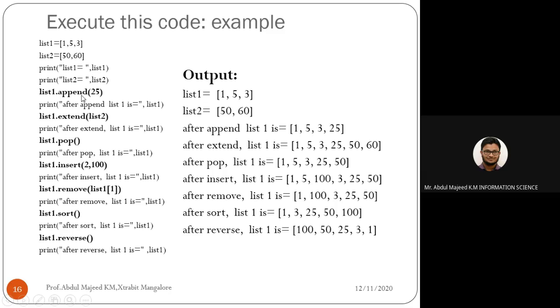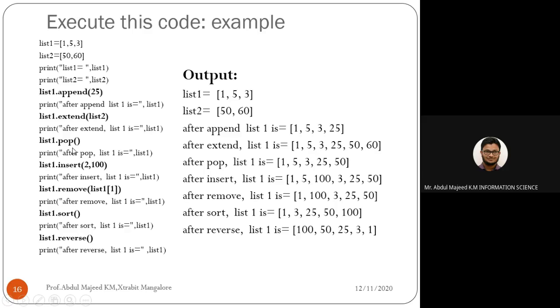Now we are performing the append function. We are using the append function with list1. That means list1 dot append 25 adds 25 at the end of list1. Initially it was 1, 5, 3. Now if you add 25, it will become 1, 5, 3, 25. Next one, list1 dot extend list2. I want to merge list1 and list2, so I want to add list2 at the end of list1. You can see list1 is 1, 5, 3, 25, the 4 elements of list1. Then the 2 elements of list2 are added, 50 and 60. So it becomes a combined list.